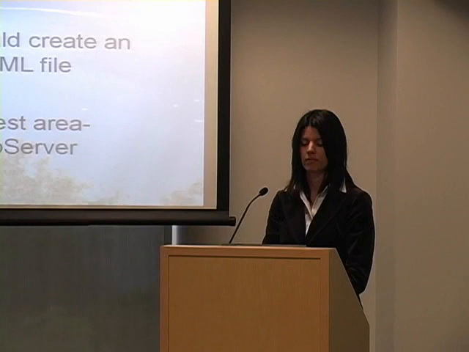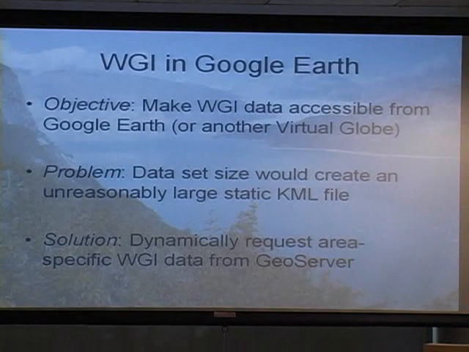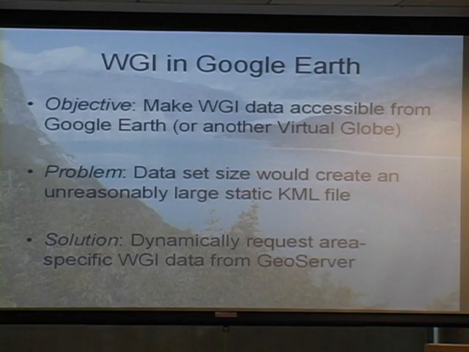Our objective was to make this information accessible through Google Earth. Now, with the Glacier Photograph Collection, we have static KML files. And when the Glacier Photograph Collection is updated, we have to update our KML files to make sure that they are in sync. With the World Glacier Inventory, it was just too large to do this. We have over 100,000 records.